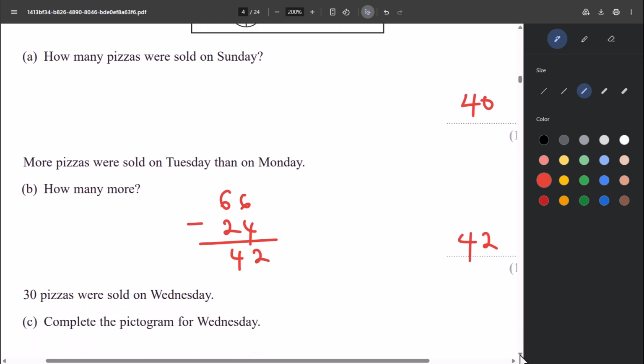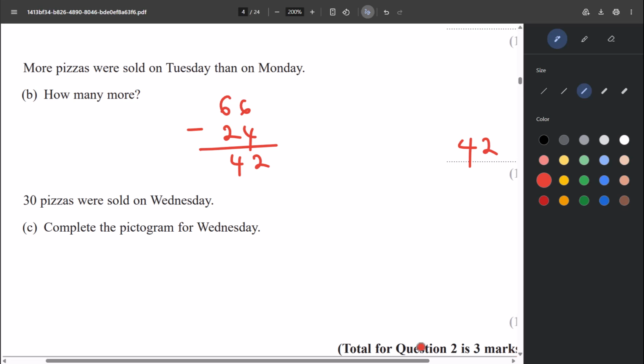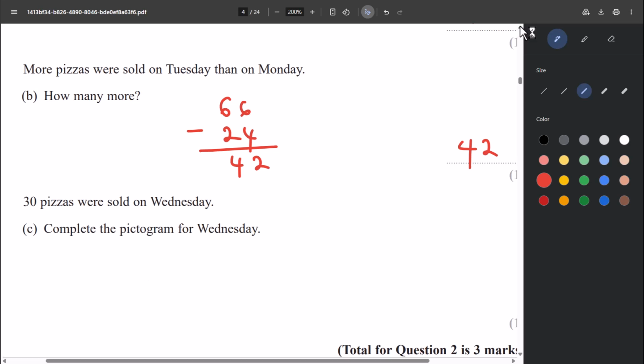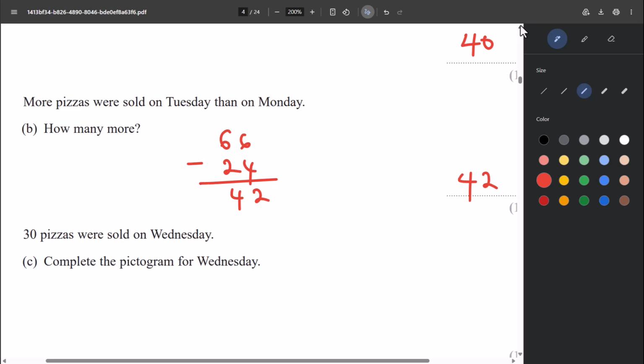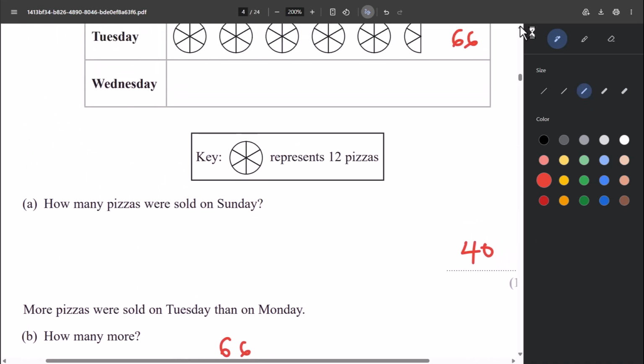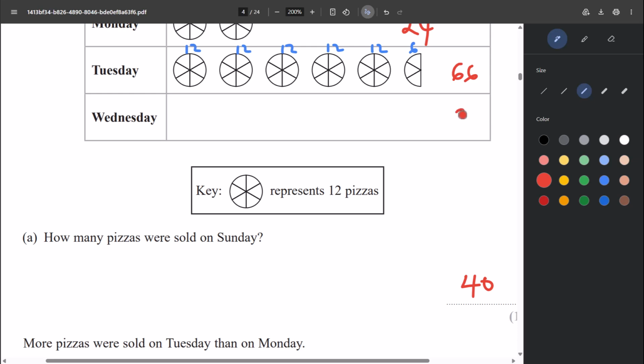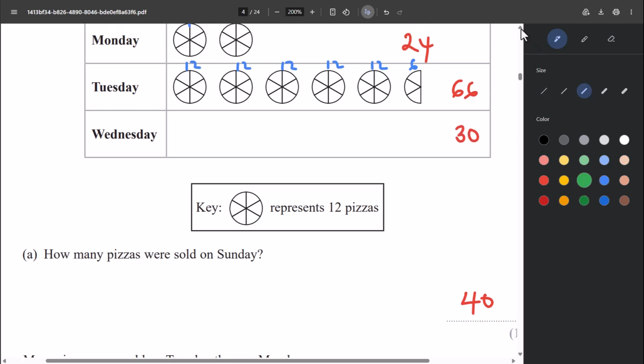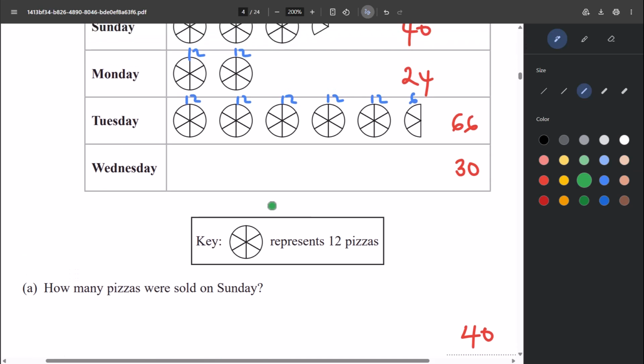All right, and now question C. 30 pizzas were sold on Wednesday, and we need to complete the pictogram. Now my pictogram may not be very accurate, but you understand what I mean. So we go back to our pictogram, and we know we need to make 30 pizzas. So we're gonna try to draw for 30. We know definitely this one here.